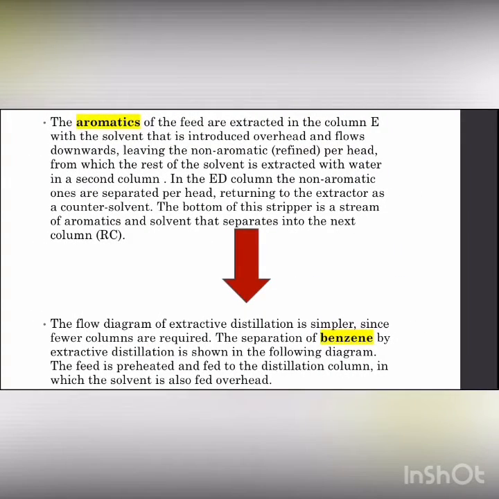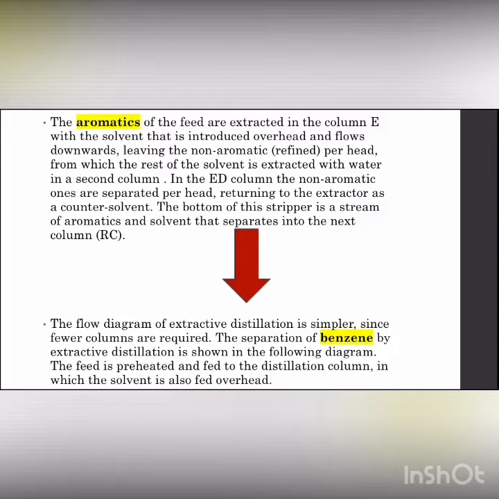The aromatics of the feed are extracted in column E, with the solvent that is fed overhead and flows downwards, leaving the non-aromatic raffinate at the head, from which the rest of the solvent is extracted with water in a second column. In the column AD, the non-aromatic ones are separated at the head, returning to the extractor as a counter solvent. The bottom of this stripper is a stream of aromatics and solvent that separates in the next column, RC.